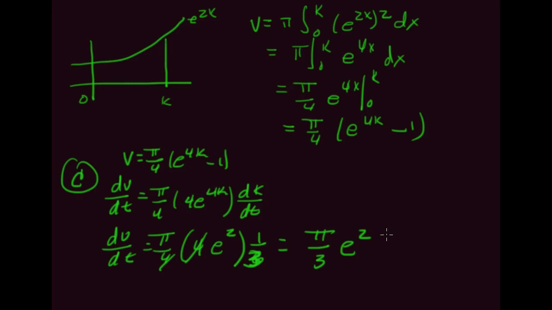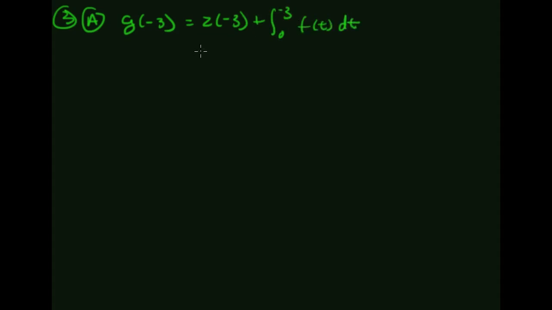Let's move on to problem number 3. Okay, so problem number 3 is this graph that's made of 2 quarter circles and a line, and it gives us an integral function with a little added 2x in there. So this is pretty standard fare. It wants g of negative 3, which is going to be 2 times negative 3 plus the integral from 0 to negative 3 of f of t dt, which is negative 6 minus the integral from negative 3 to 0 of f of t dt.